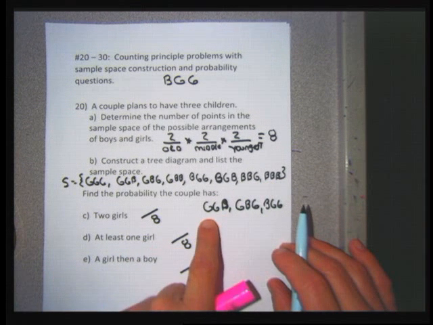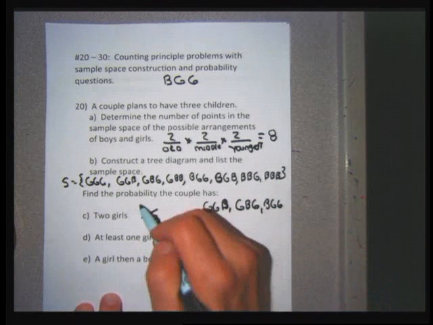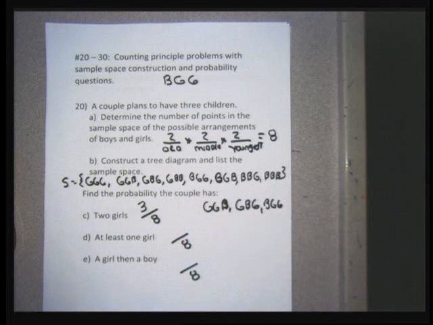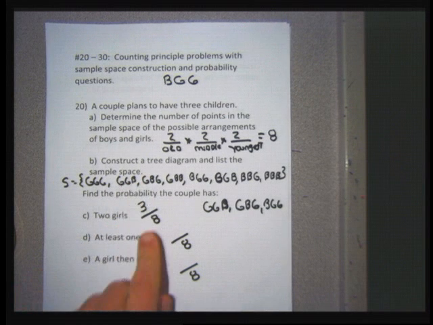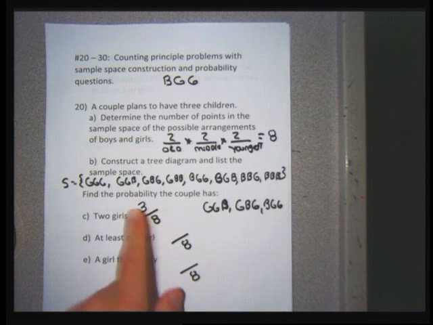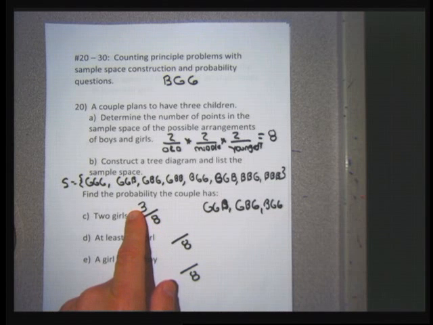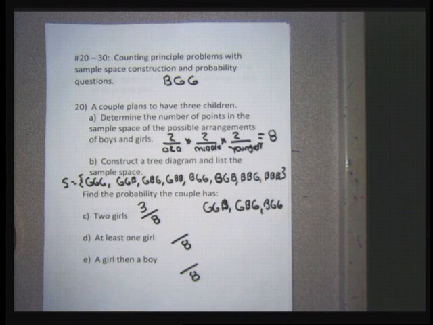So in the sample space, there are 3 items that have 2 girls. So the probability that the couple has 2 girls is 3 in 8. Because there's 8 items in the sample space, so the denominator is 8. There's 3 items that have 2 girls, so it's going to be a 3 in the numerator.